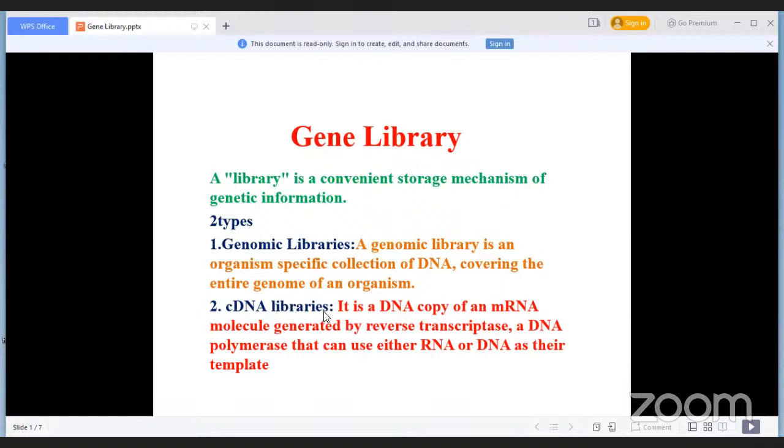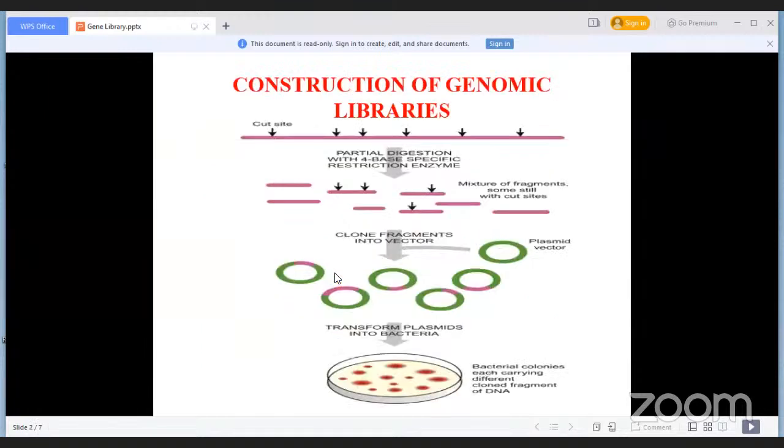A cDNA library is the DNA copy of an mRNA molecule, generated by reverse transcriptase, a DNA polymerase that can use either RNA or DNA as the template. Let's discuss one by one. First, the genomic library.